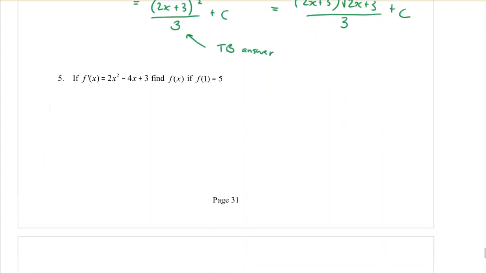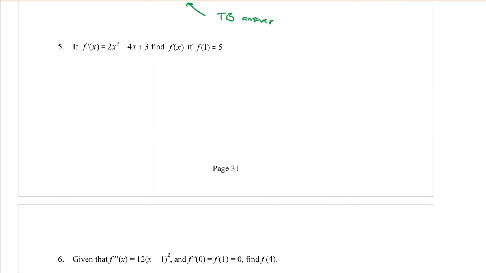Question 5. All right, so here we've got our f dash x, but it gives me extra information in the question. It tells me to find f of x if f of 1 equals 5. By giving me this extra information at the end means I can work out the c now. Okay, so first of all, you don't do that part to the end. You still have to find your primitive function exactly the same as what we've been doing.